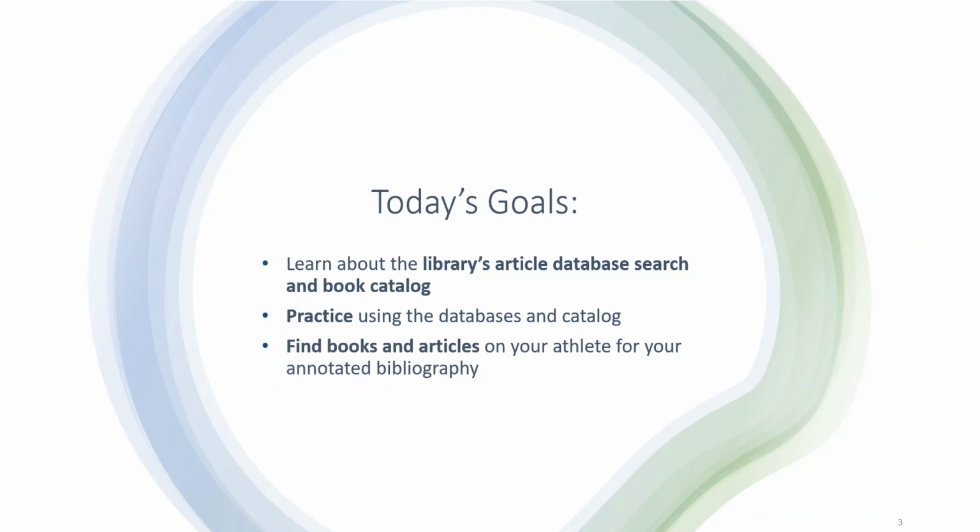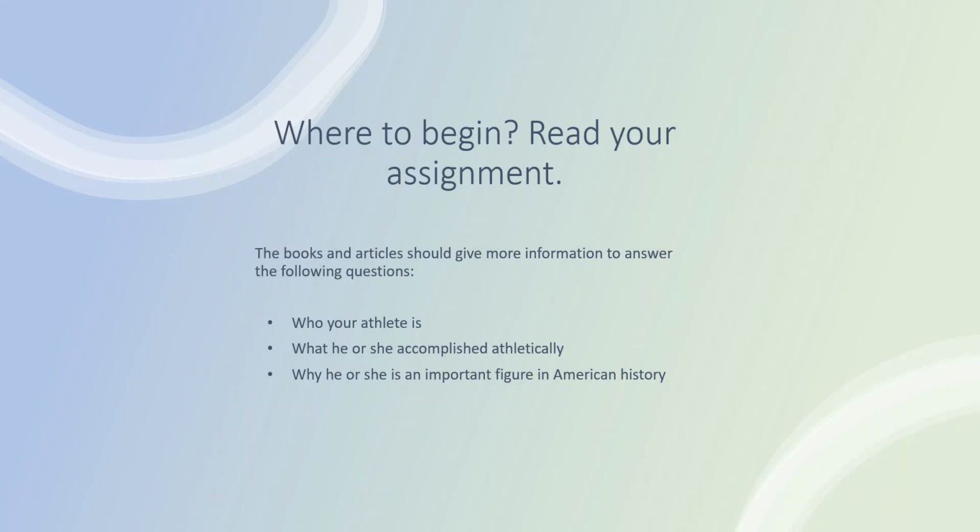So today what we're going to talk about is the library's article database search and book catalog. We're going to practice using the databases and catalog to find books and articles on your athlete for your annotated bibliography. So the first thing to do is to read your assignment.